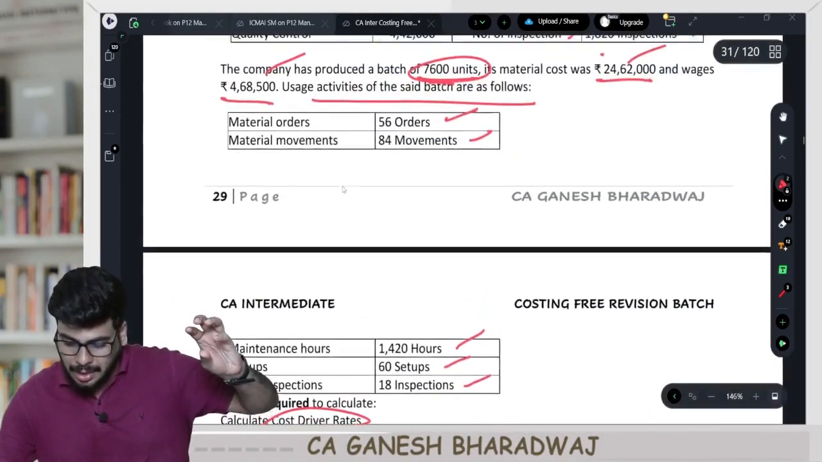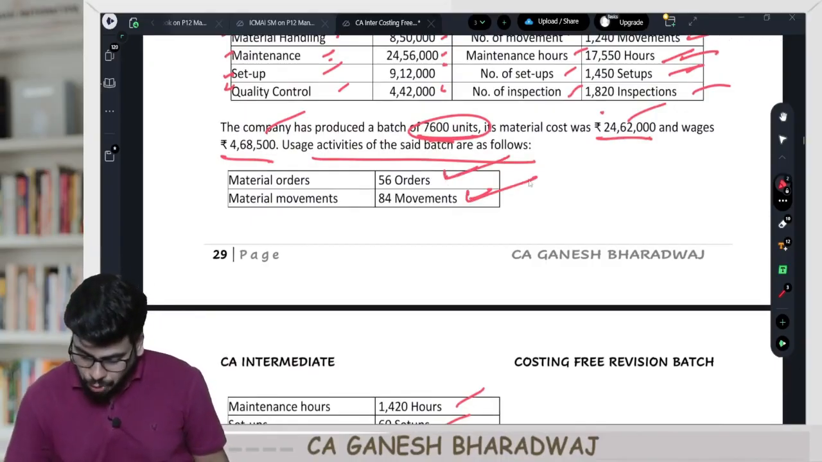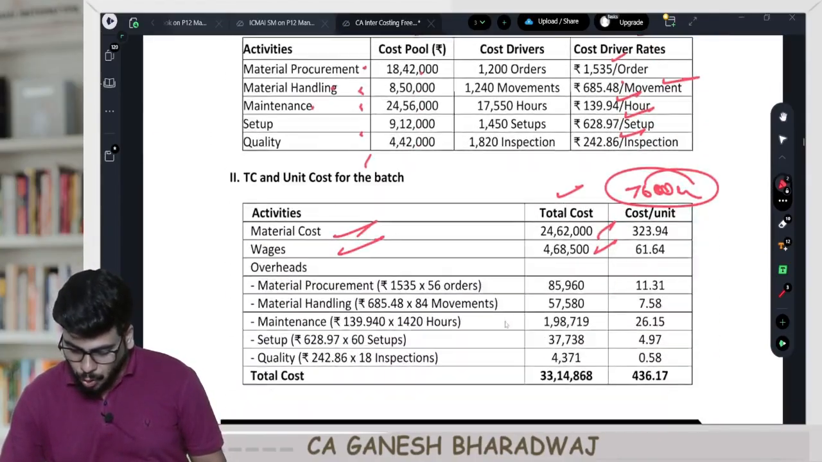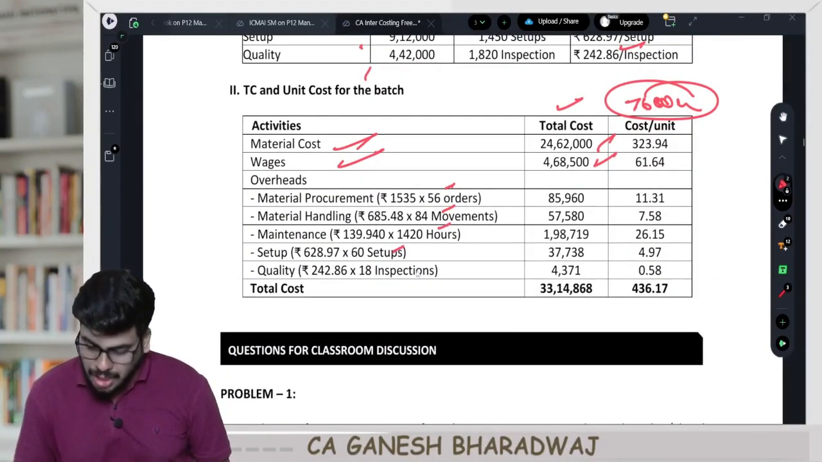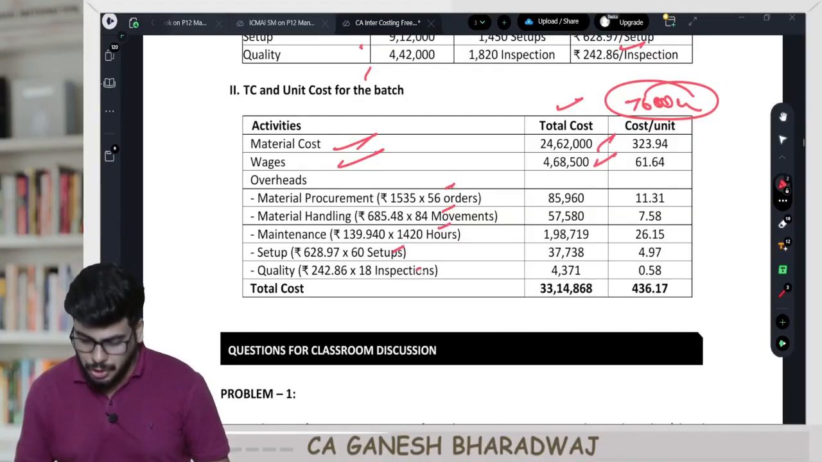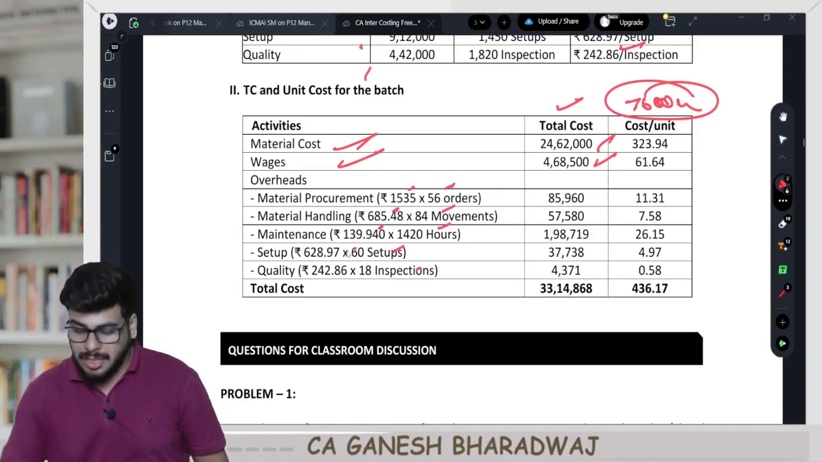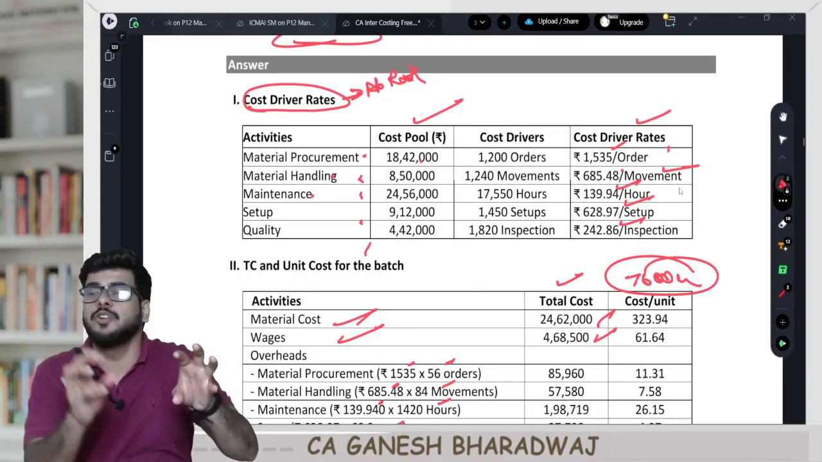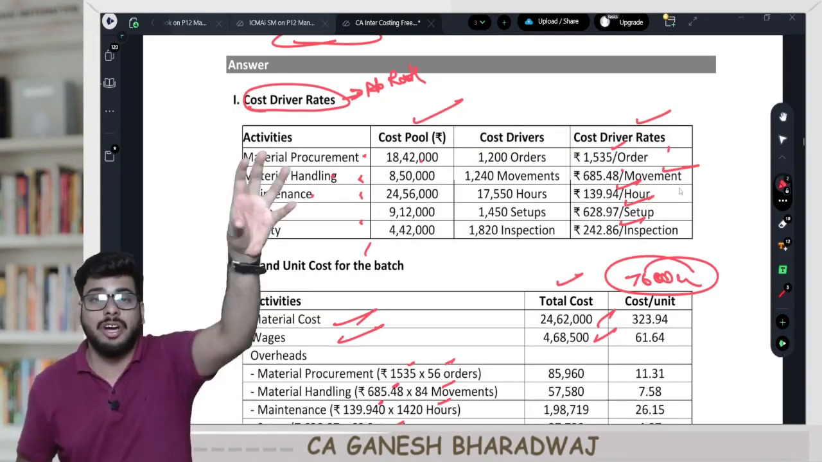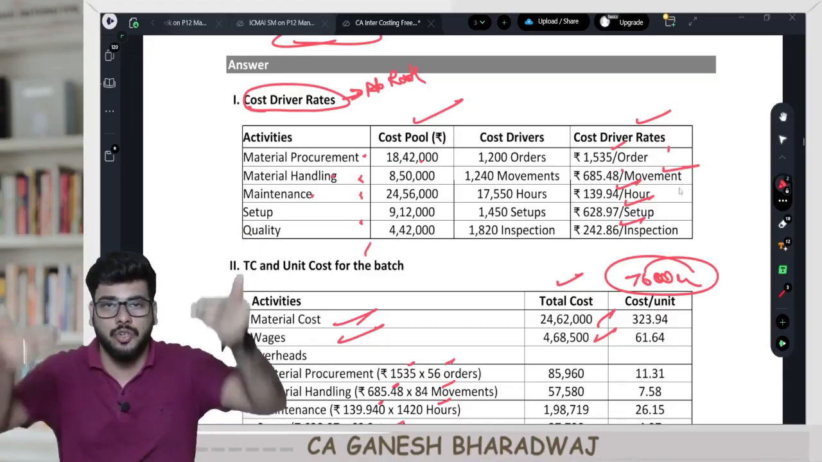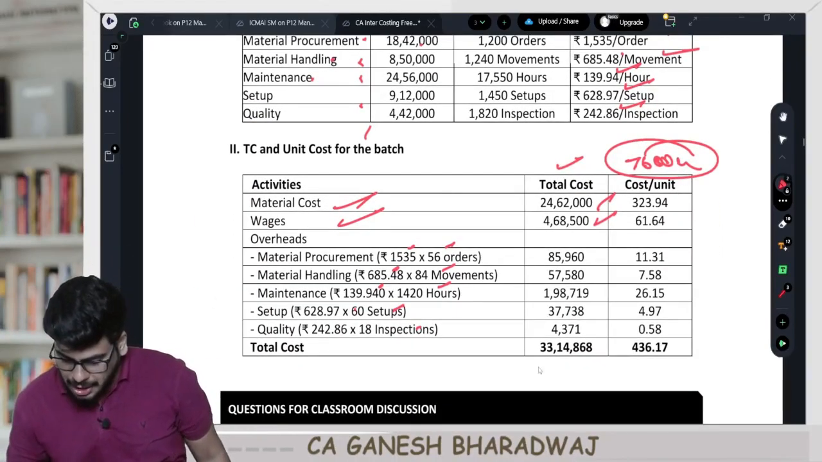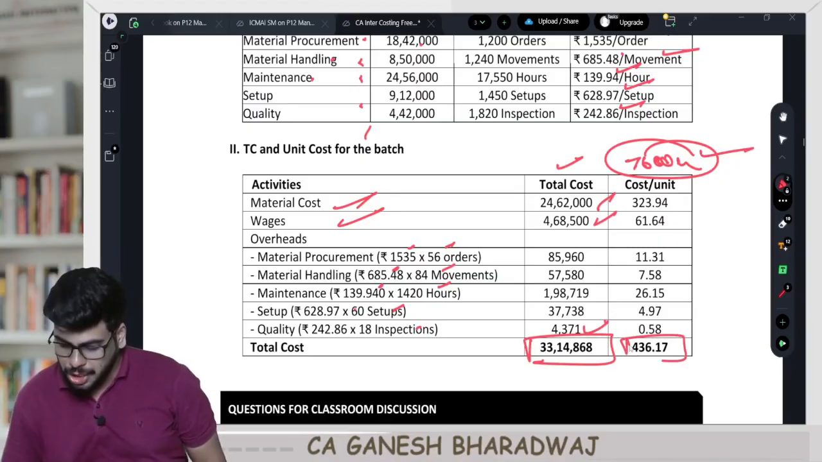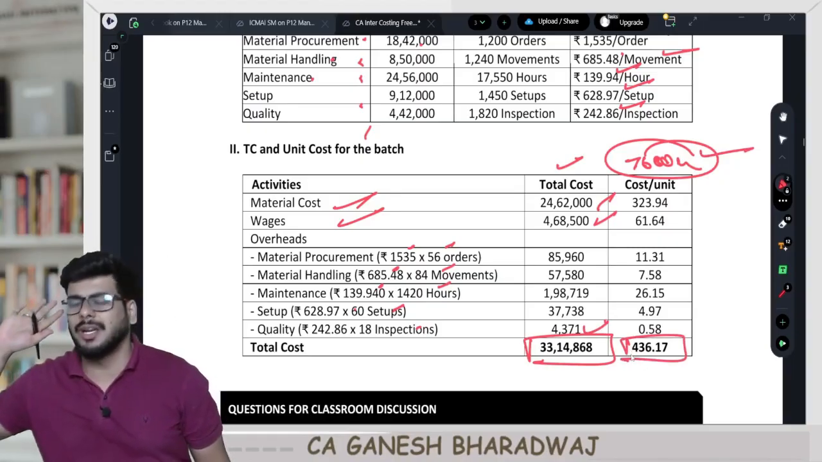This batch has consumed 56 orders, 84 movements, 1420 maintenance hours, 60 setup hours, and 18 inspections. So what you need to do is take the respective cost driver quantity consumed and multiply it with the respective cost driver rate we just found out here. You marry the figures. That's about it. That is nothing but absorption rate into base quantity consumed. Here you call it cost driver rate into cost driver quantity consumed. You just do it. So now you will get the product-wise total for this batch. What is the total cost divided by the number of units? You will arrive at the total cost per unit. Are you clear with this, guys?